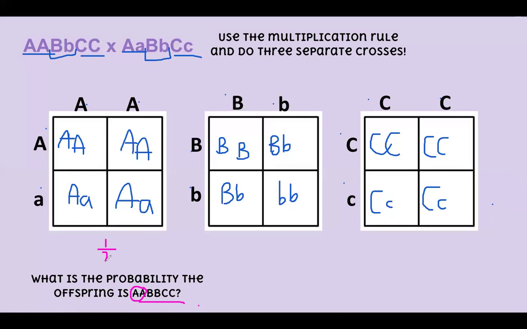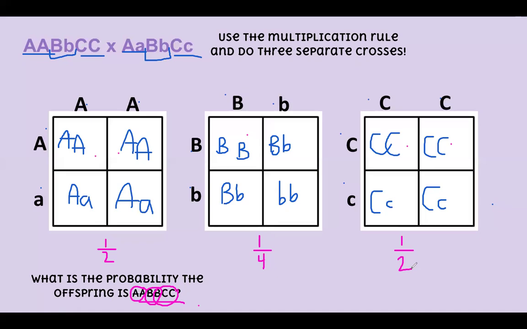Okay, 1 out of 2. 1, 2 out of 4 equals 1 over 2. What is the probability of getting big B, big B? 1 out of 4. What is the probability of getting big C, big C? 1, 2 out of 4, 1 half. Now I have their individual probabilities.